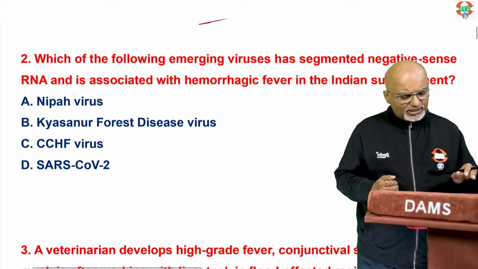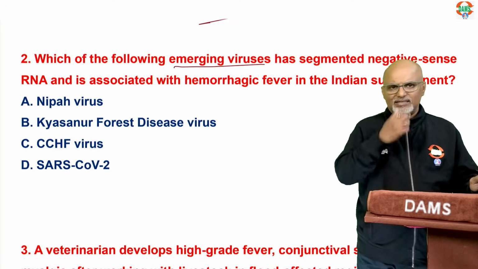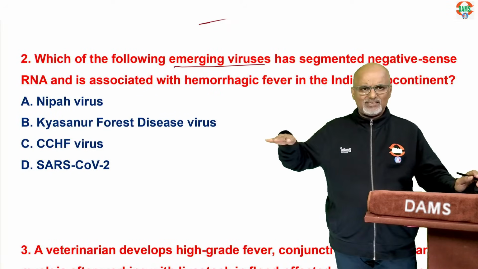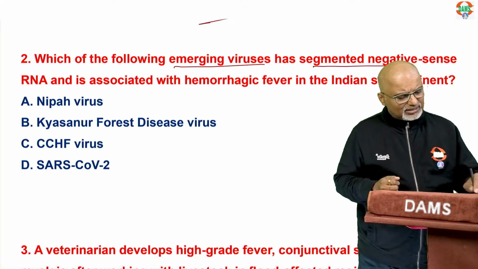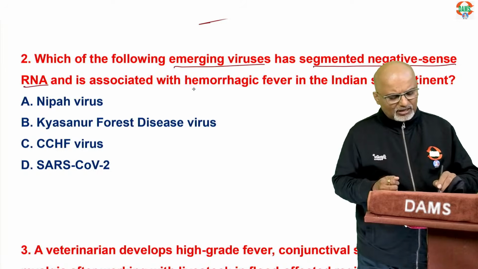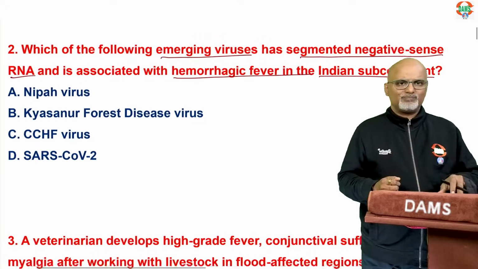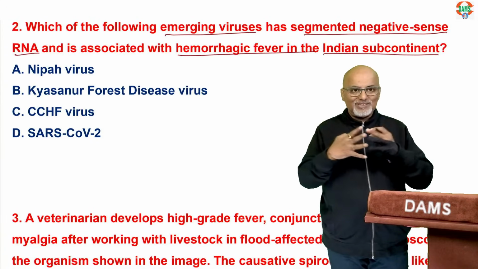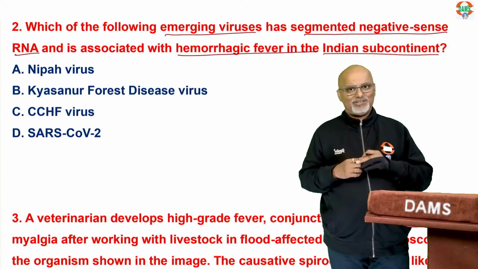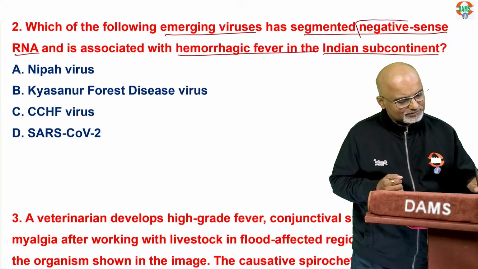Next is, which of the following emerging viruses, that means it should be a new virus? It declined, then suddenly increased. That is called an emerging virus. It has segmented negative sense RNA associated with hemorrhagic fever in the Indian subcontinent. Wow. Core microbiology mixed with the update, the latest, everything. So first thing, negative sense.